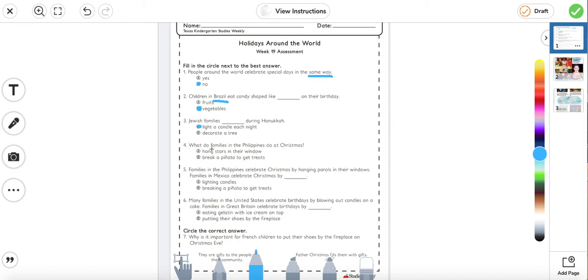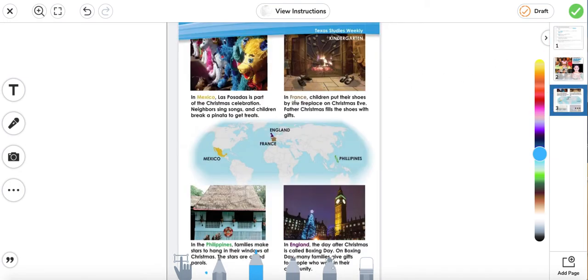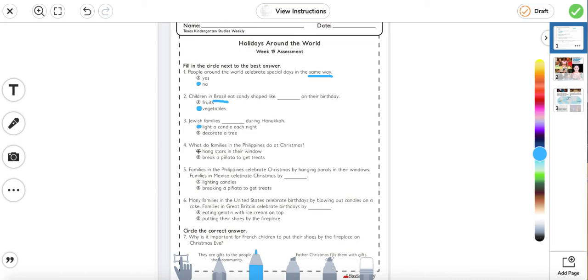Number 4, what do families in the Philippines do at Christmas? Do they hang stars in their window or do they break a piñata to get treats? So if we go to the story, in the Philippines, families make stars to hang in their windows at Christmas. So they hang stars in their window.